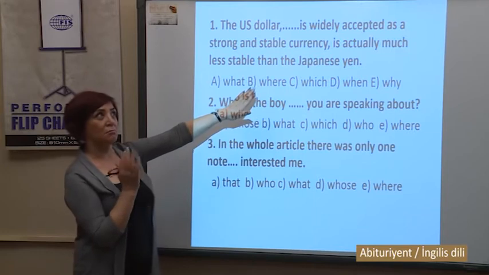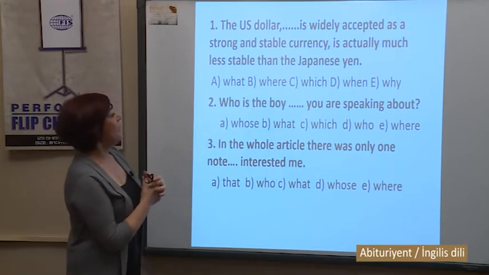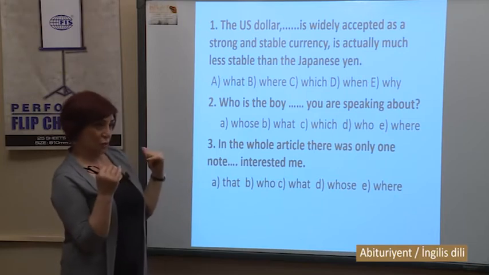As you know, it identifies which dollar I speak about. Do I speak about the US dollar or the Canadian dollar, or is it extra information about it? Which of these conjunction words to use there? What, as you know from rule 6, can't be used here. Where? The US dollar isn't a place, it is a thing. When is used for times, and why is for the reason. So in that case, our C variant is the right variant, which is widely accepted.